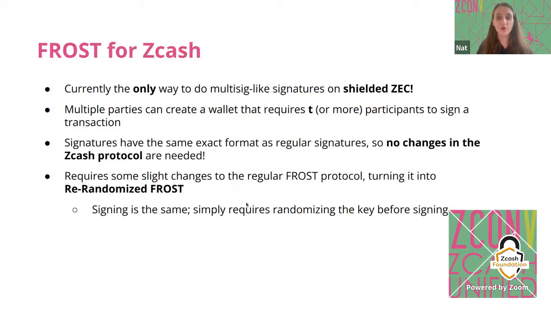So currently the only way to do multi-sig-like signatures is on shielded ZEC. And multiple parties can create a wallet that requires T or more participants to sign a transaction. Signatures have the exact same format as regular signatures, so there are no changes required in the Zcash protocol, which is great. It does require some slight changes to the regular Frost protocol, turning it into re-randomized Frost. Signing is the same, simply requires randomizing the key before signing.